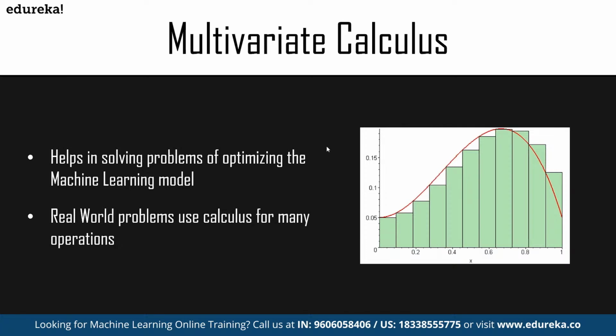Let's break the entire component of multivariate calculus into smaller components. Here we make use of differentiation. We make use of the power rule, the sum rule, the product rule, and the chain rule. All these components are going to be defined here along with partial differentiation, which is going to be part of this multivariate calculus.